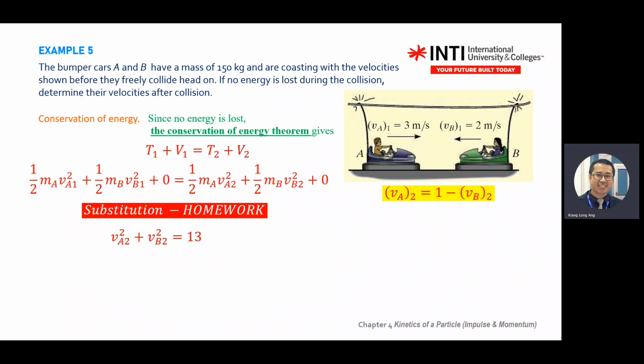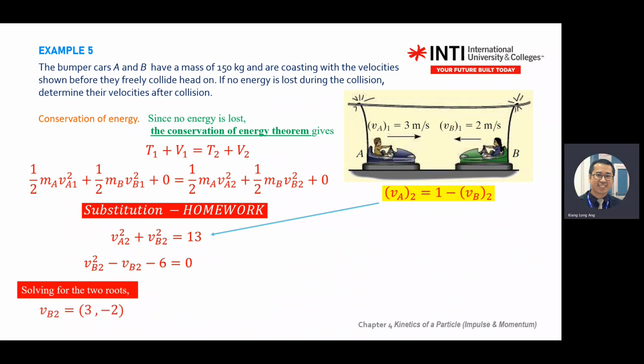Okay, what is important is to think about how you solve the question. Look at the question and then think, am I able to draw the free body diagram or not? And the kinetic diagram, am I able to draw? And then look at what the question asks you. So here you substitute, and you will get two velocities. You have the square root, and you have 3 and -2, the two answers there.